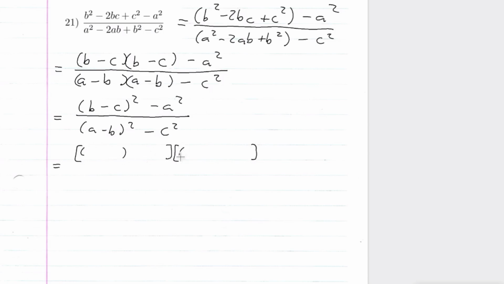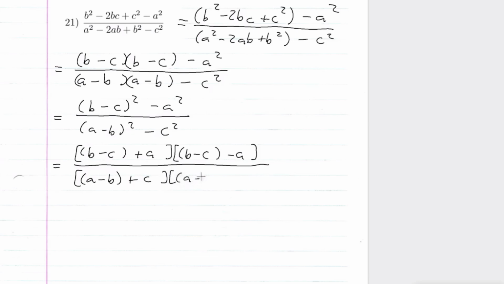This will be b minus c plus a and b minus c minus a. Right? Because this times this is b minus c squared. This times negative a is negative a times that. This will be positive a times that. So the middle term will cancel. And a times negative a is negative a squared. I do the same on the bottom. I'll have a minus b plus c, and then a minus b minus c.